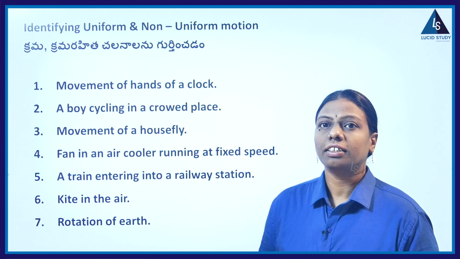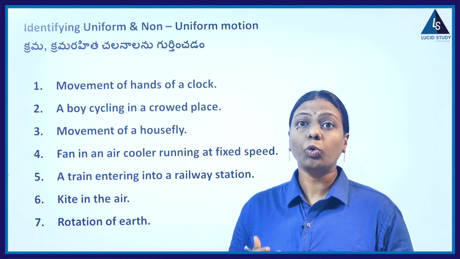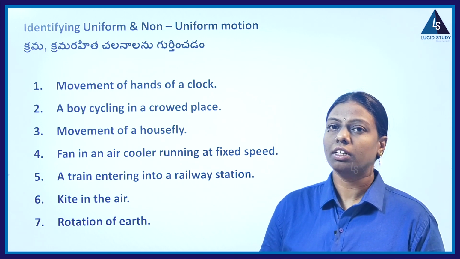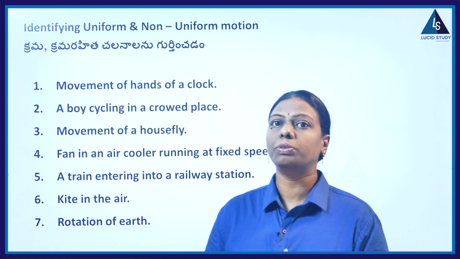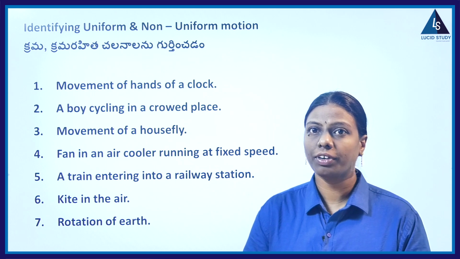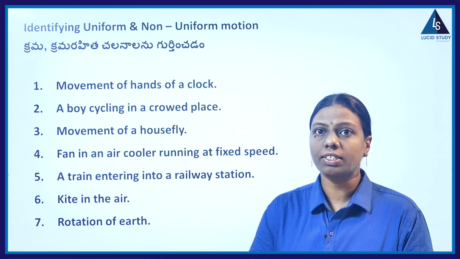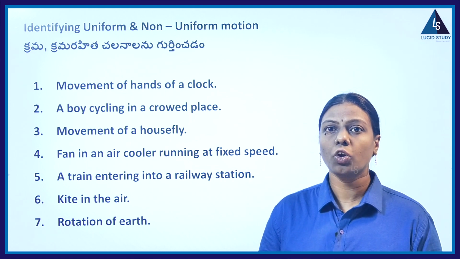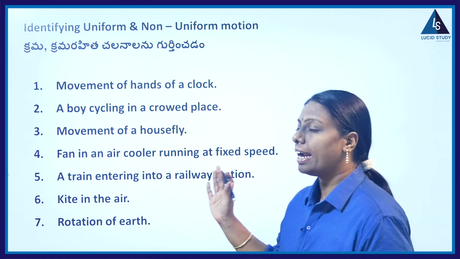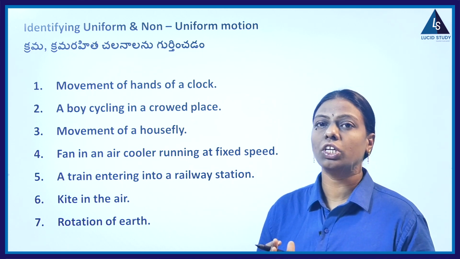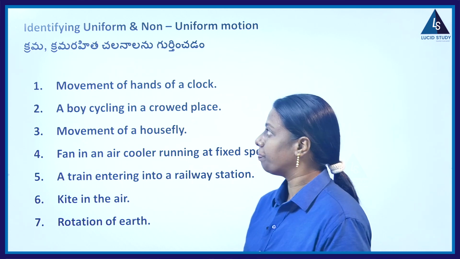So children, now let us discuss how to identify whether uniform or non-uniform motion. Uniform motion is if an object covers equal distances in equal intervals of time. If an object covers unequal distances in equal intervals of time, it is non-uniform motion. Let's identify from the statements which are uniform and which are non-uniform.